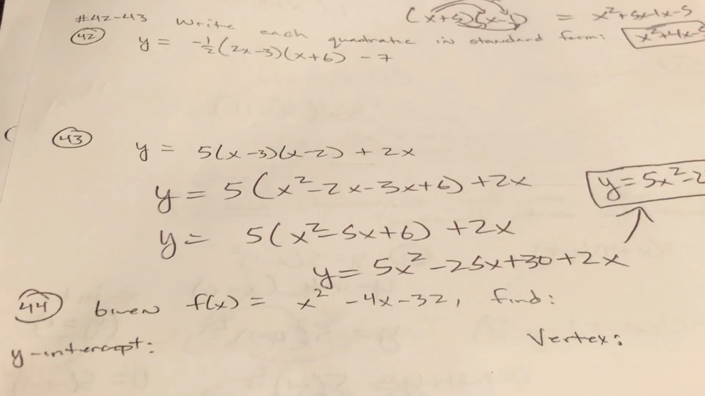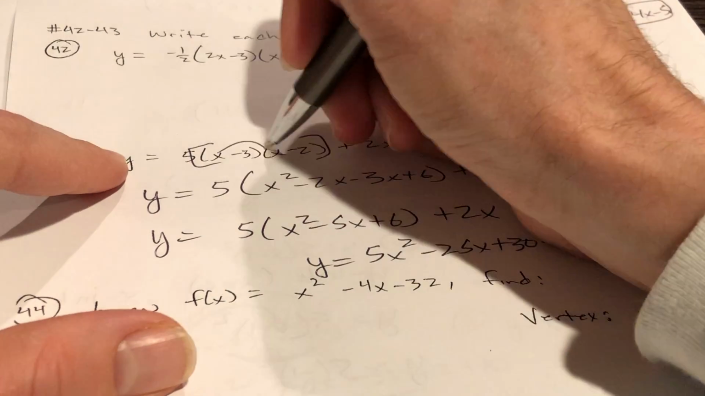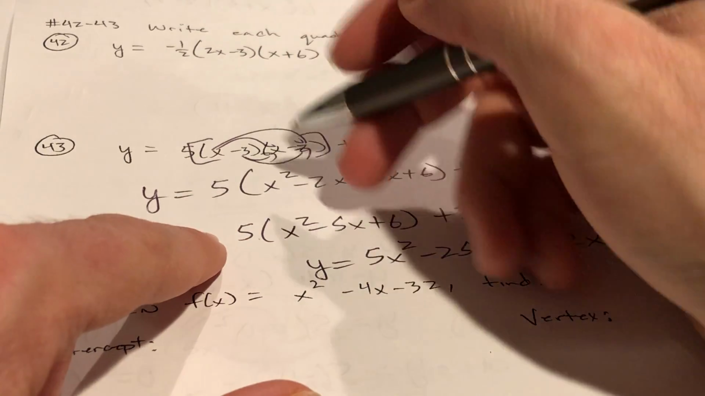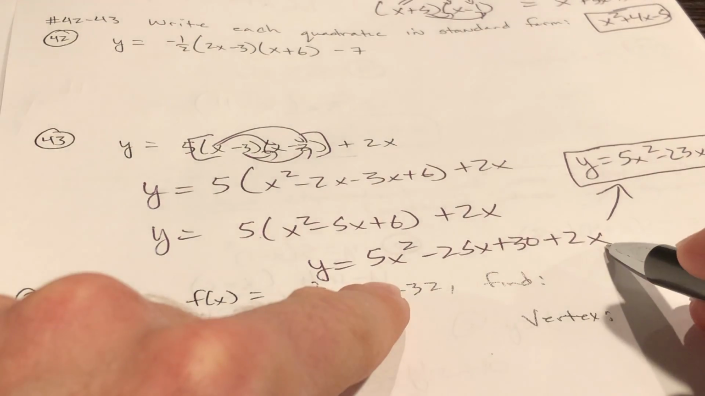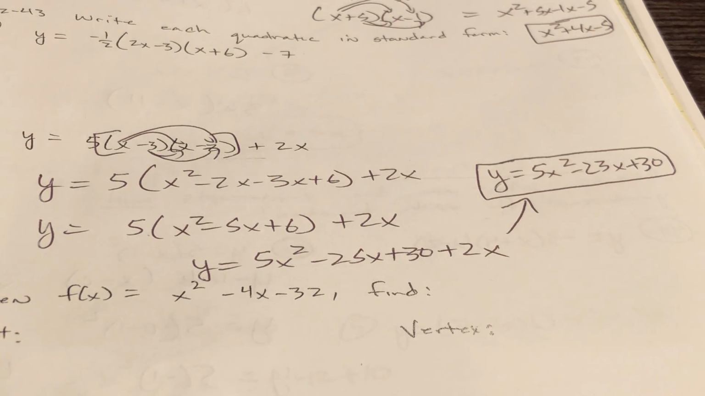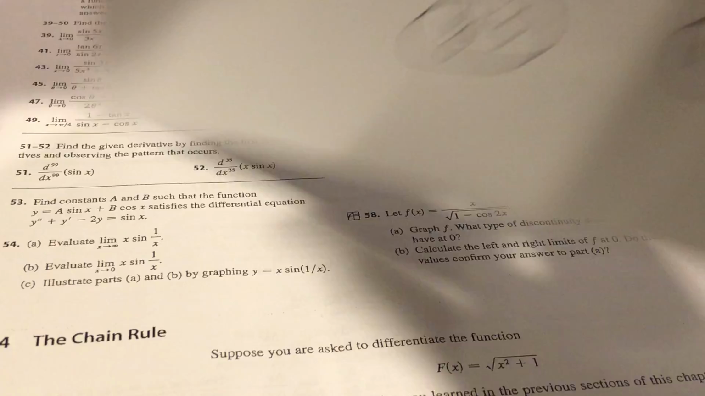43. Write this in standard form. Wow. So here's what we're going to do. I FOILed that first. First, outer, inner, last. And got that. Then I multiplied everything by 5. And then I added 2x. And there we go. For a little distribution. Write it in standard form. We'll talk about 44 when we get back.